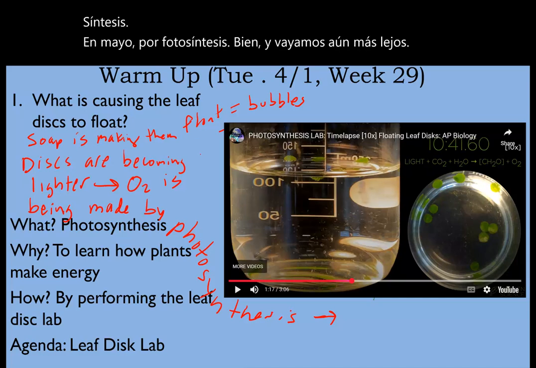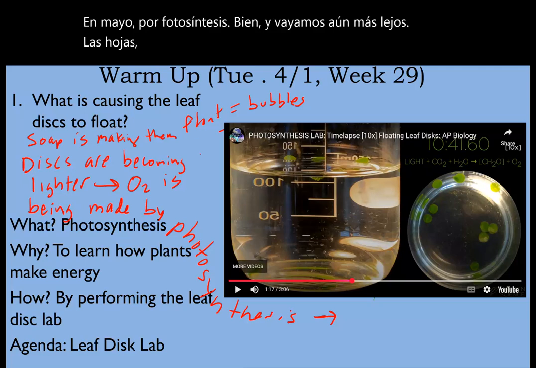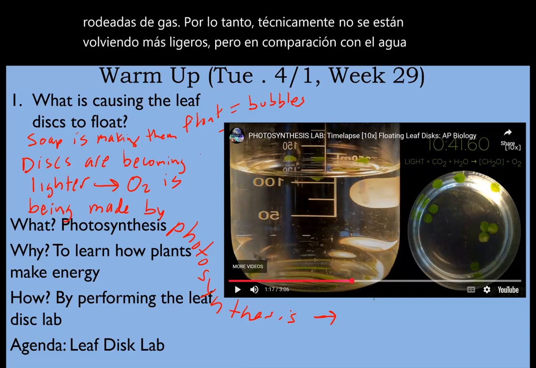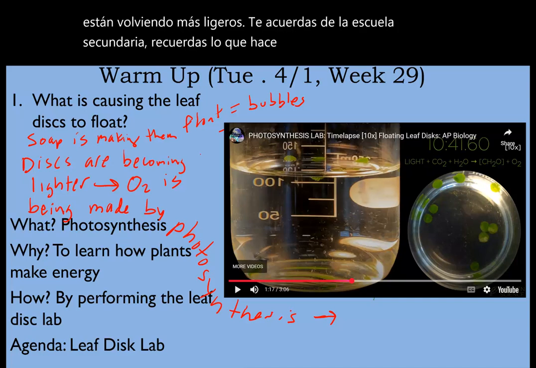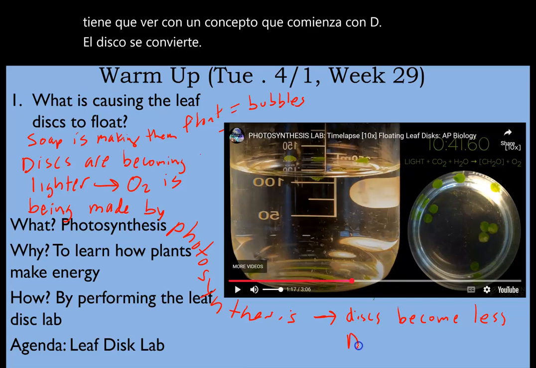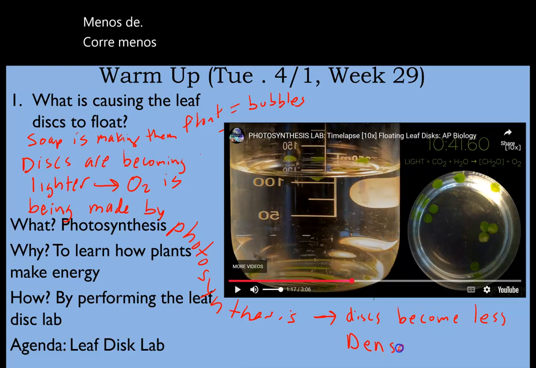The leaves, they're not gaining mass. They're just being surrounded by gas. So they're not getting lighter technically, but compared to the water, they're getting lighter. You remember middle school, you remember what makes things float or sink? It has to do with a concept that starts with D. The discs become less dense. Yeah, you've heard about density, right?